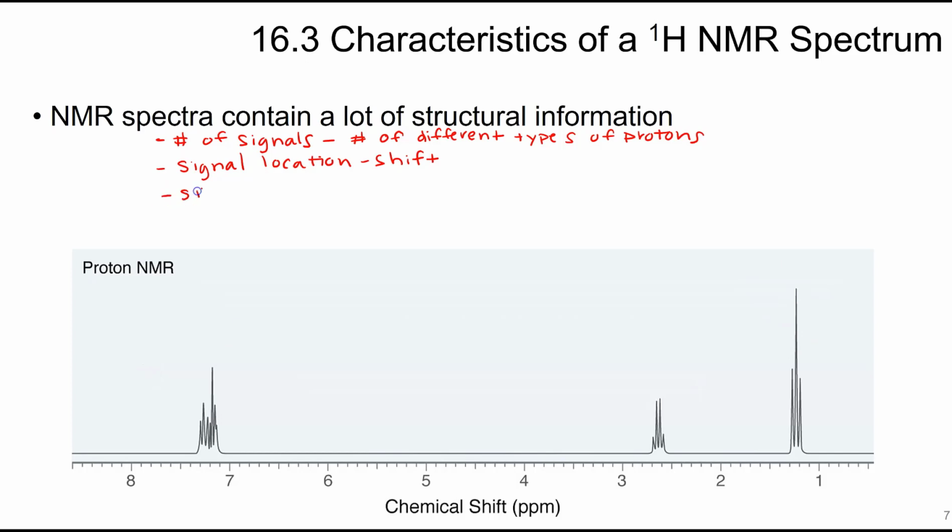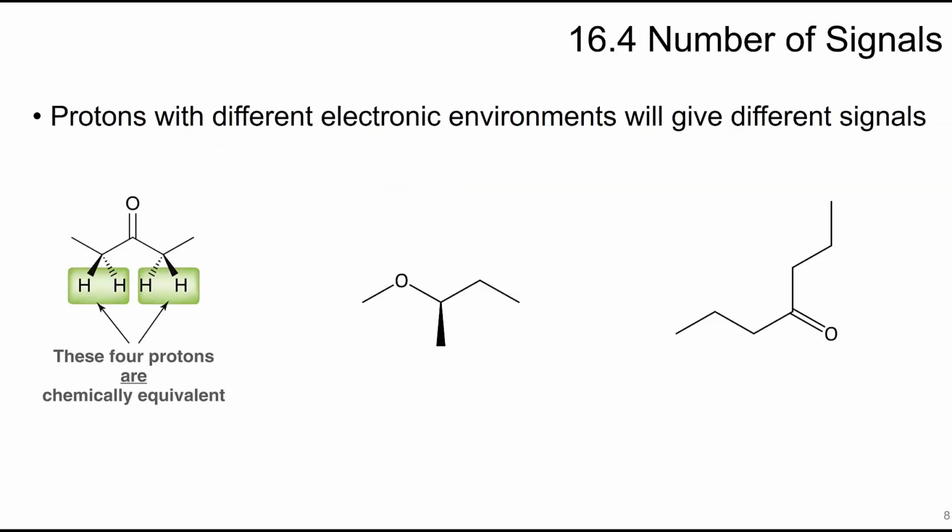We also get signal integration, or a signal area. So if I were to look, and the integrations aren't on here, but that tells you how many types of proton are on a particular carbon. And we also get signal shape, or the splitting pattern. And that will give information about the next door neighbors. The protons with different electronic environments will give different signals.